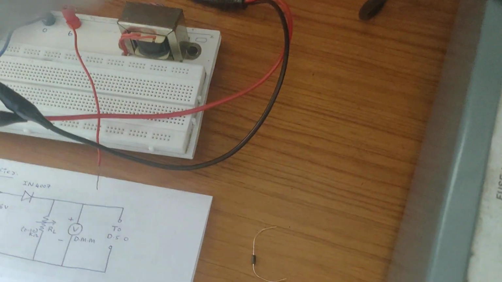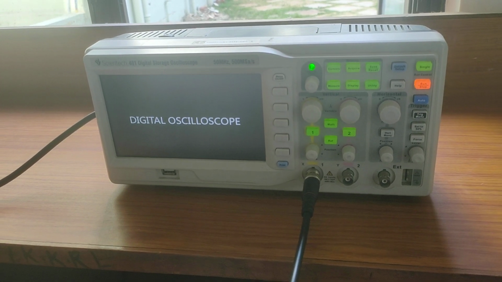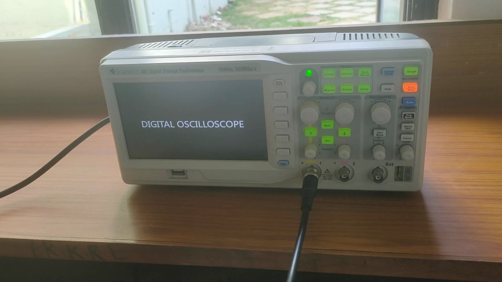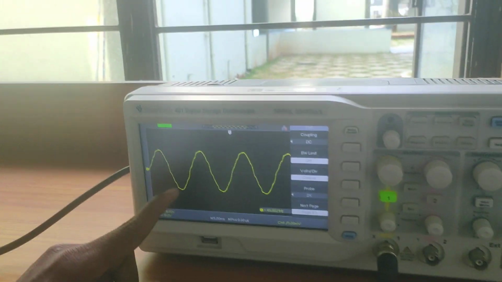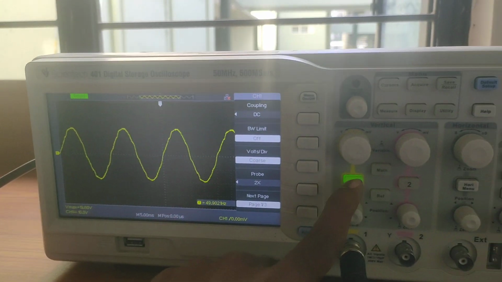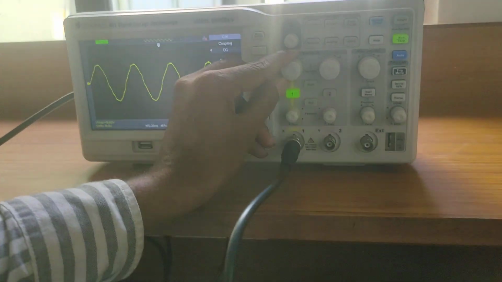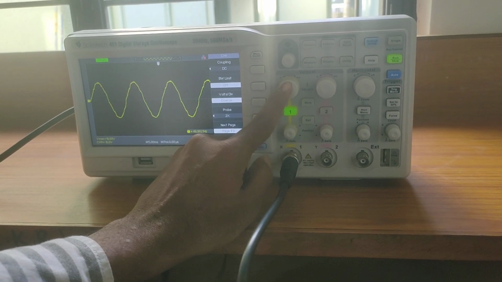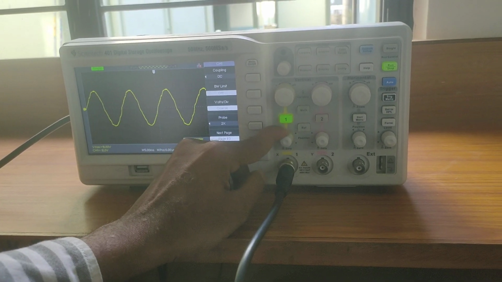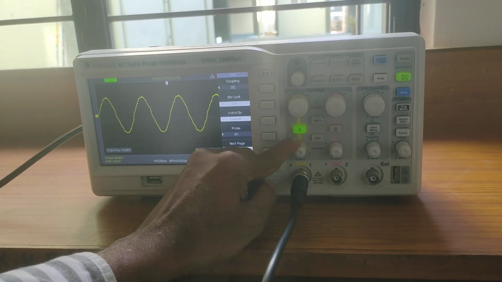Now see here, I switch on the supply. Now see here, I give the AC voltage input to channel 1. The probe is connected to channel 1. To change the magnitude of the channel, I can vary this knob. Next, to change the position of the y-axis, I can use this terminal.